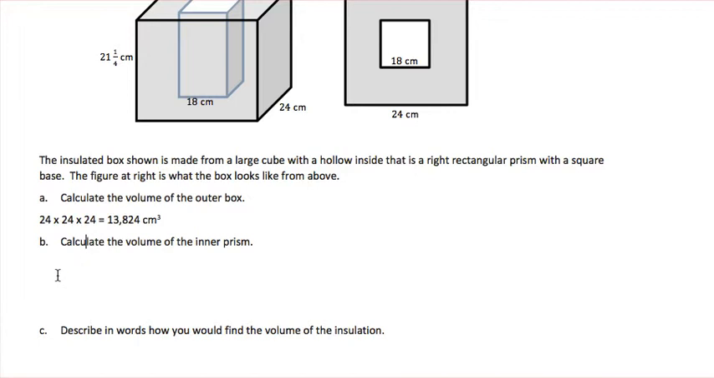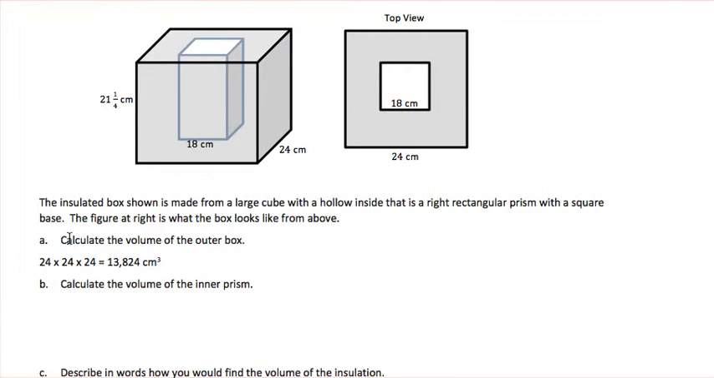Then we're going to calculate the volume of the inner prism. And the inner prism is 18. It also has a square base, so 18 times 18, and its height is 21 1/4. And that volume is 6,885 cubic centimeters.